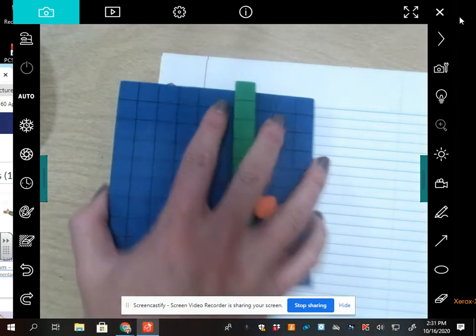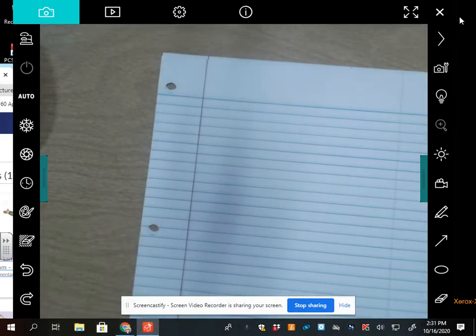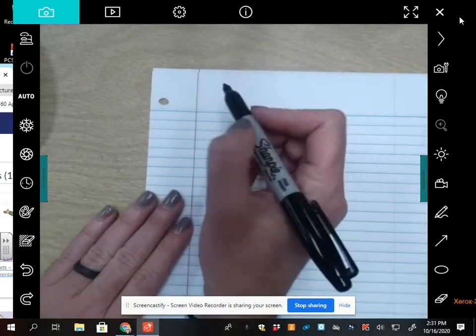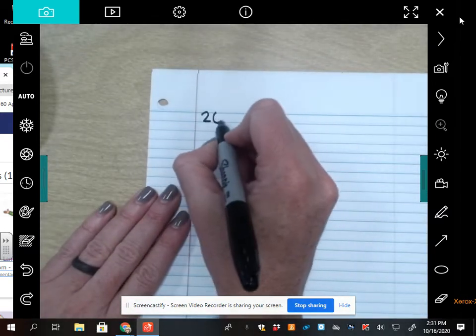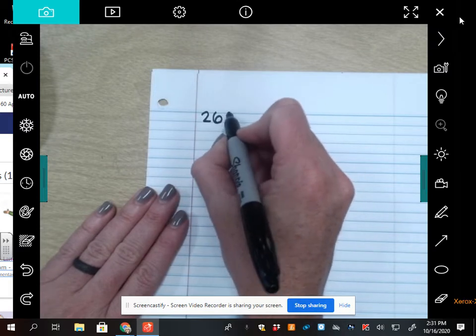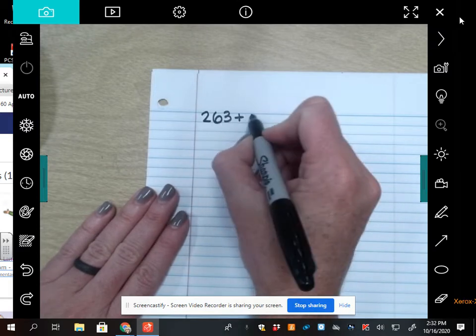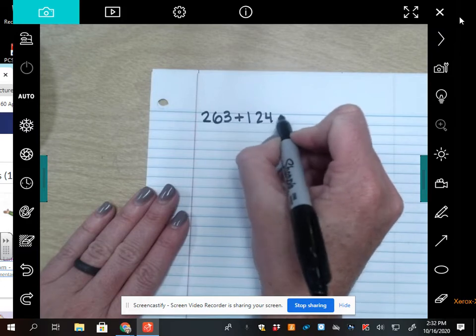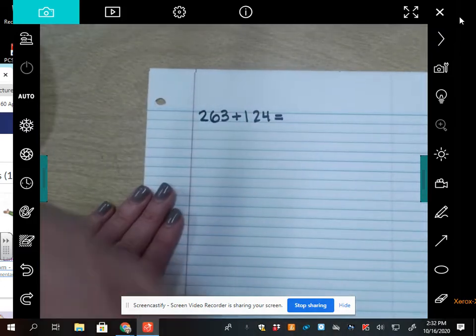Okay, so in previous grades, you have practiced adding and subtracting using these base 10 blocks. We're going to do a problem today using those base 10 blocks. We're going to start off with the number 263, and we're going to add 124. Okay, so let's use our blocks to do that.